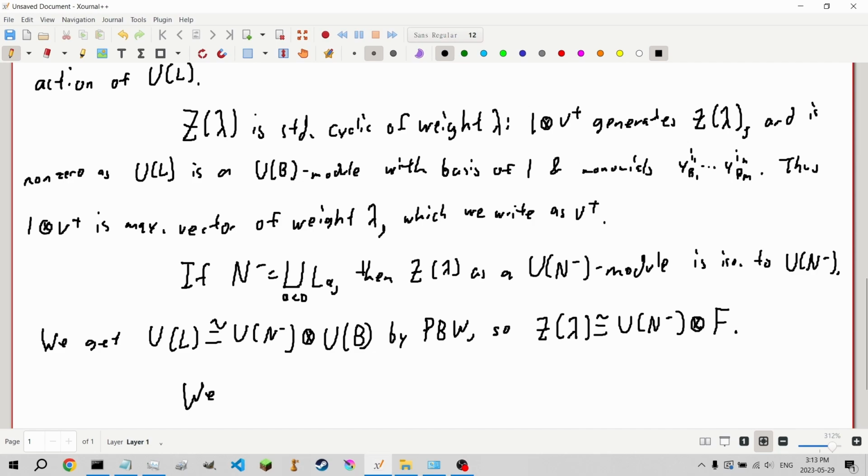We may construct Z lambda by generators and relations.